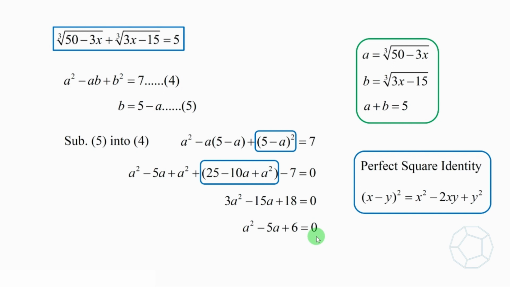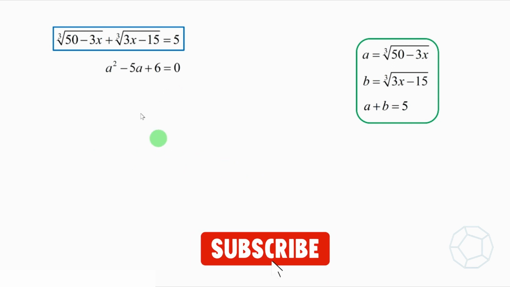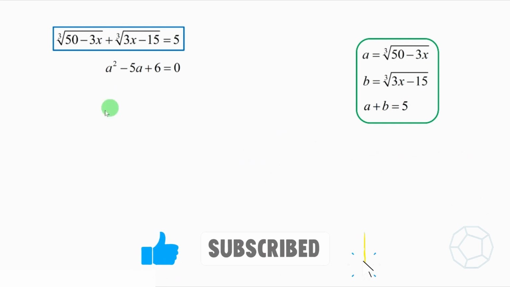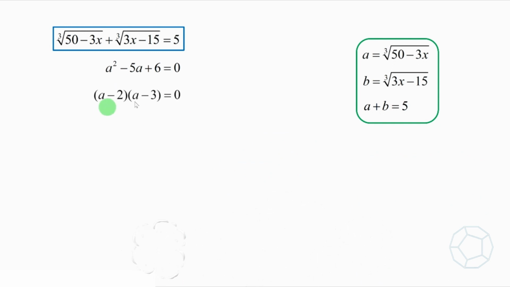Now it's quite straightforward at this point, isn't it? To solve the quadratic equation, we can use the cross method to factorize it. It's (a minus 2) times (a minus 3) is equal to 0. Therefore, a is 2 or 3.